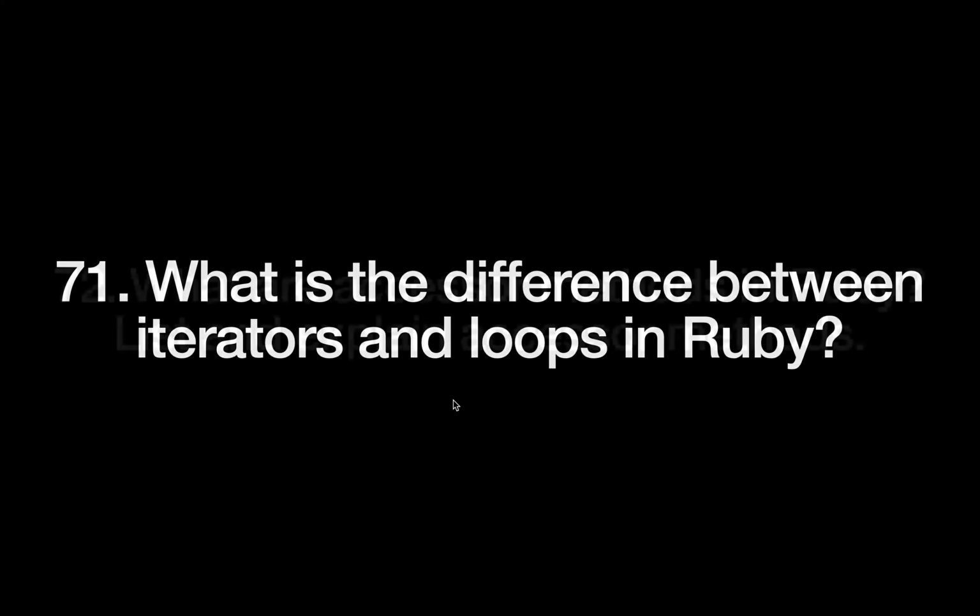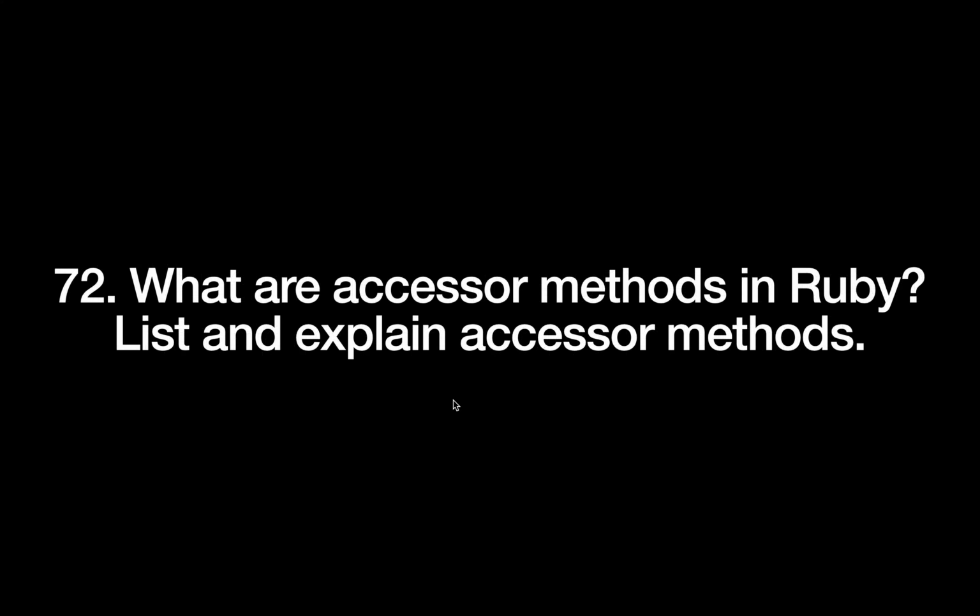Okay, now the second question is, what are accessor methods in Ruby? List and explain accessor methods. So accessor methods work as getter and setter methods, and you can use accessor methods like attr_reader, attr_writer, and attr_accessor. Where attr_reader works as a getter method, attr_writer works as a setter method, and attr_accessor works as both, a getter and setter.